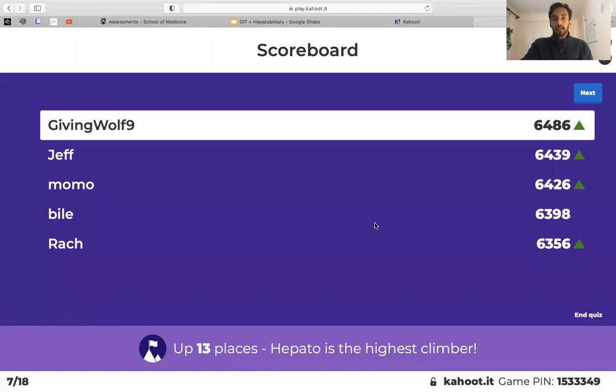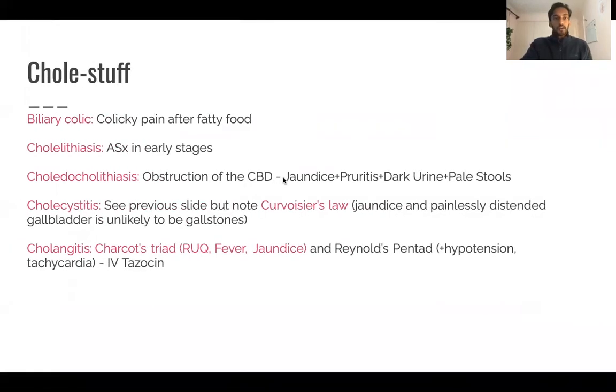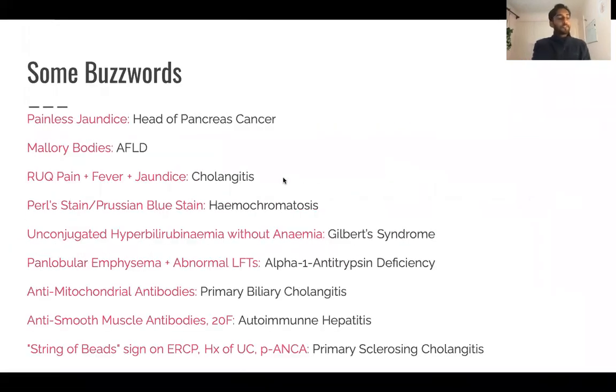All right, back to it. Before we finish off hepatobiliary, these are just some of the questions to look at, some of the buzzwords to consider. Okay, sorry, getting more questions privately in the chat.